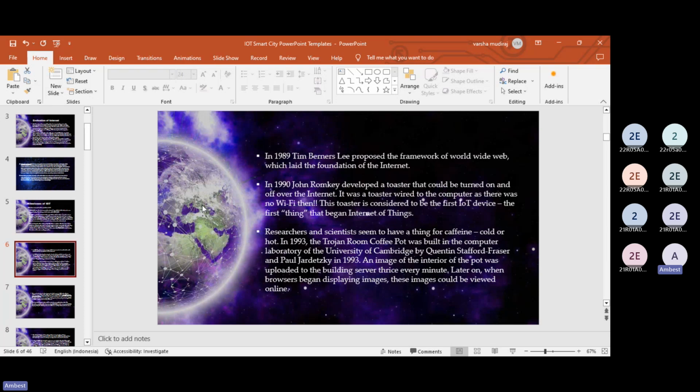He brought the internet to the first stage of the Internet of Things. It was a proposed framework of the World Wide Web, in the name of Tim Berners-Lee. In 1990, John Romkey developed a toaster that could be turned on and off over the internet. Using the application is quite okay, but the browser has to be open.